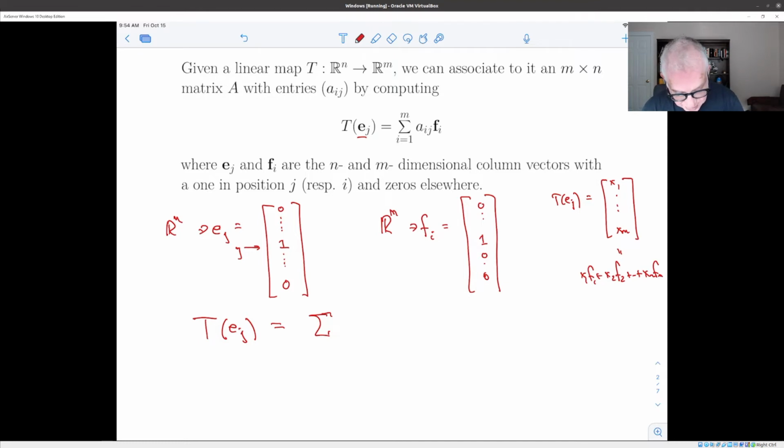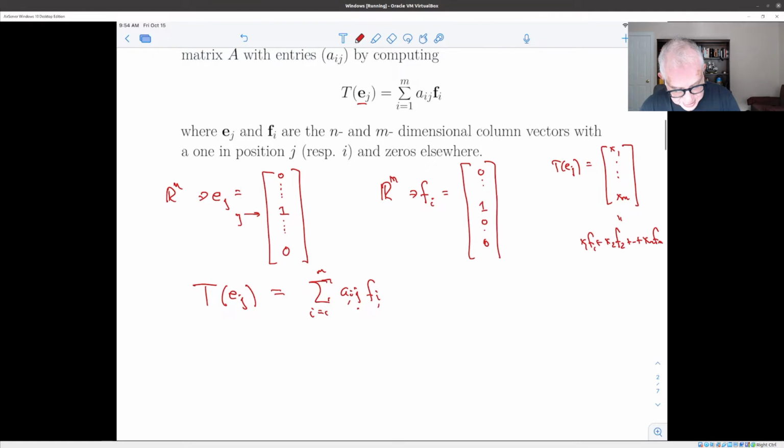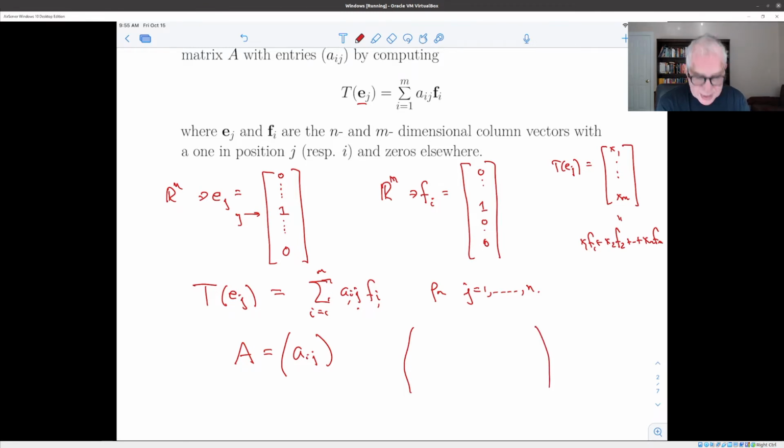And if we write this in the following way, sum from i goes from 1 to m of aij fi, notice the index i here matches the index there, and the index j tells us which Ej we applied T to. And if we do this for j equals 1 up to n, then we actually get a matrix whose entries are the aij. And if you write this out a little bit and focus our attention on the jth column, the jth column has a1j, a2j, all the way down to amj.